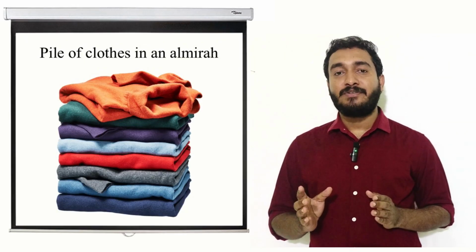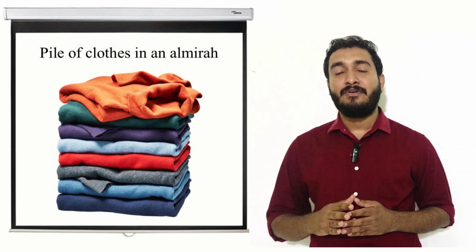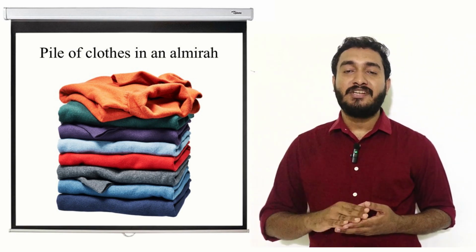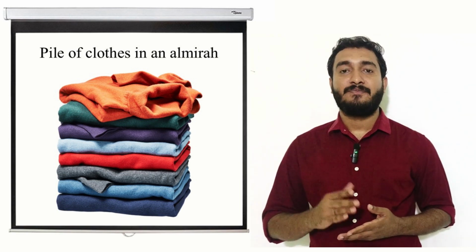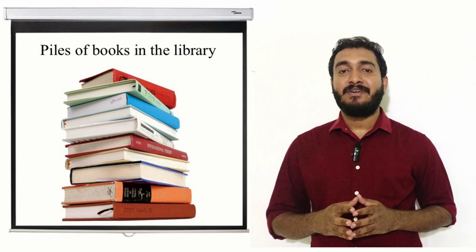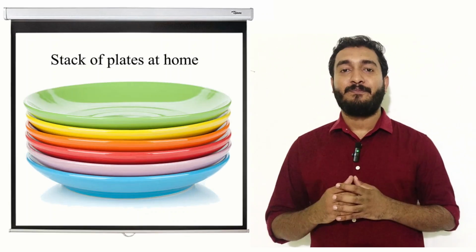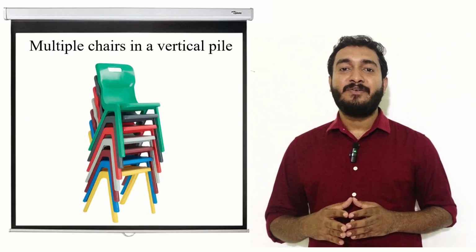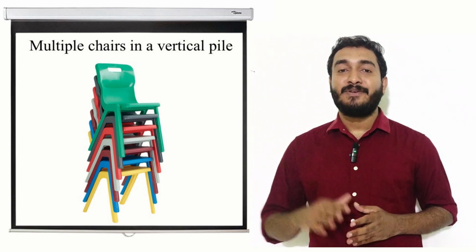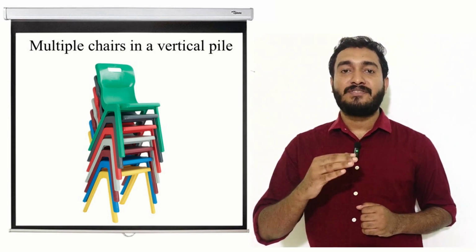We keep folded clothes one on the top of another cloth. That is an example for stack. Why? Because which cloth is at the topmost position, that can be removed first. The pile of books in the library is also an example for stack. So you might have seen the stack of plates at home. The multiple chairs in a vertical pile is also an example for stack, because which chair is at the topmost position, that can be removed first from the pile.